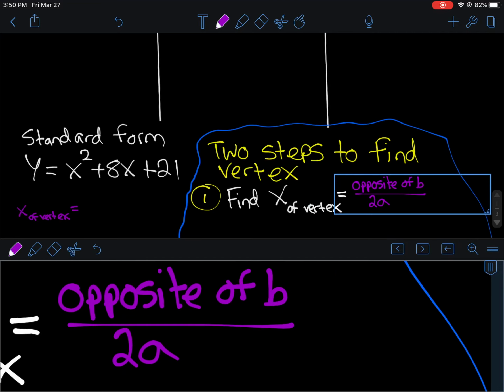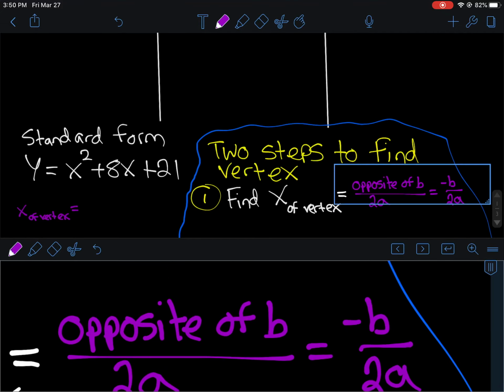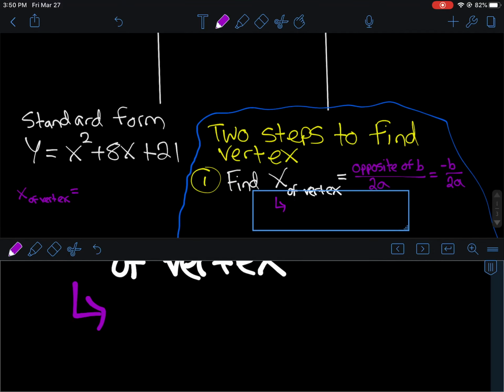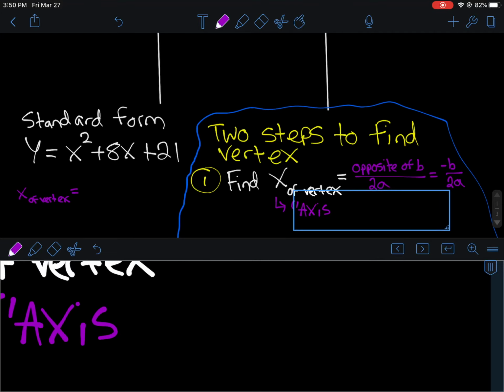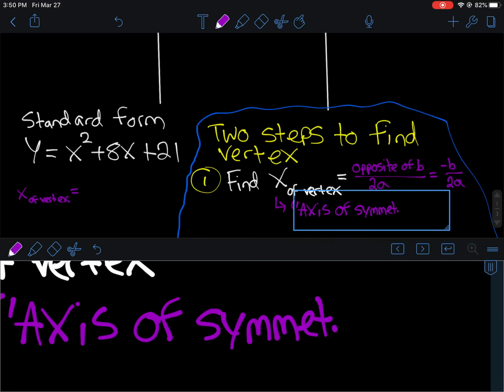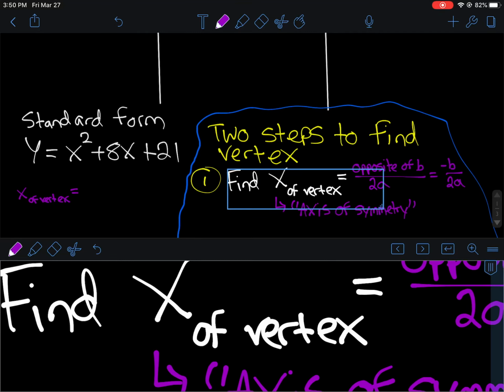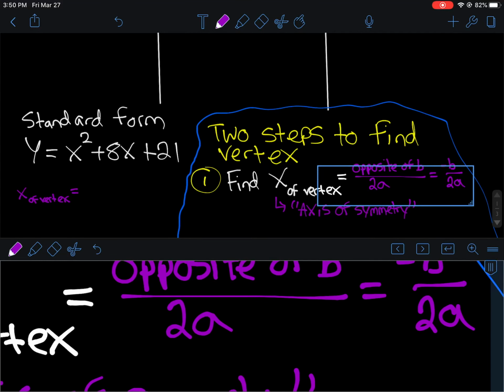You might see me write this as negative b over 2a. These mean the same thing. When you see negative b, that just means opposite of b. And also, a reminder that whenever you find the x of the vertex, that's the same thing as the axis of symmetry. So if I ask you for the axis of symmetry, just remind yourself, oh, that's the x of the vertex. Oh, it's in standard form. I have to do opposite of b over 2a.